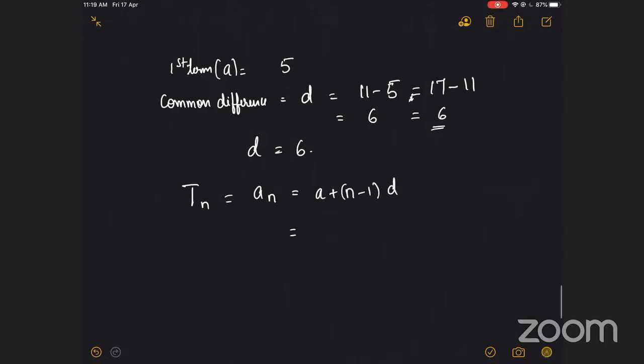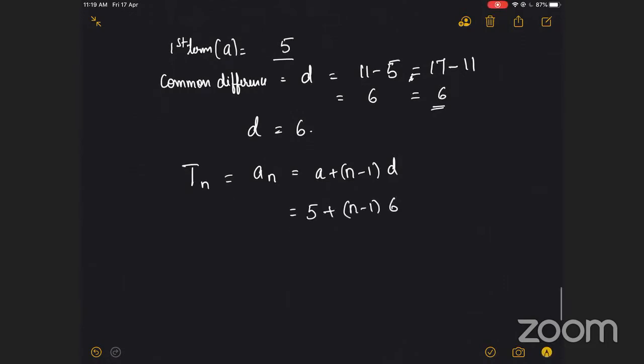Just plug in the values. That is 5 plus, what is n? We don't know. We need to find the nth value. That is (n minus 1) times D, where the value is 6. So 5 plus 6n minus 6. That is 6n minus 1, which is the nth term.